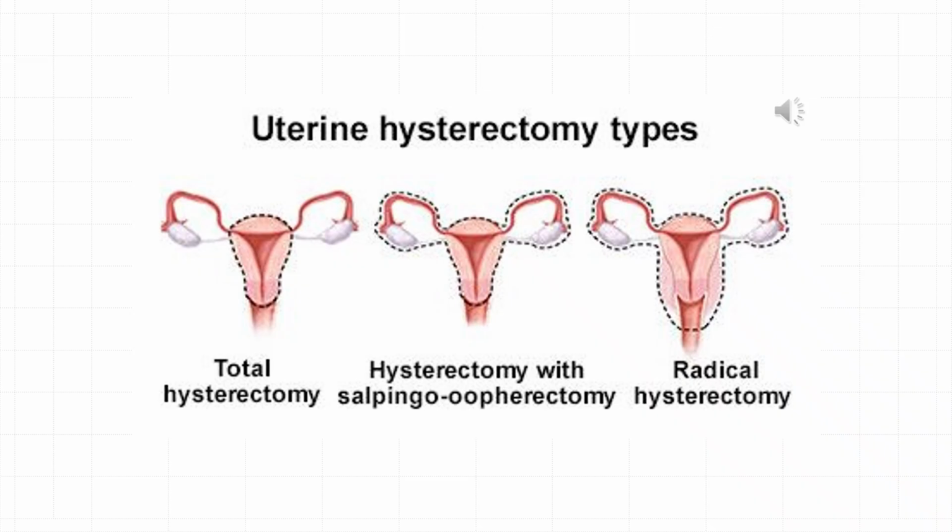The most common benign causes for hysterectomy are uterine fibroids, endometriosis, or abnormal uterine bleeding. For our cancer related, these would be things like cervical cancer, endometrial cancer, ovarian cancer, or reduction of genetic risk.